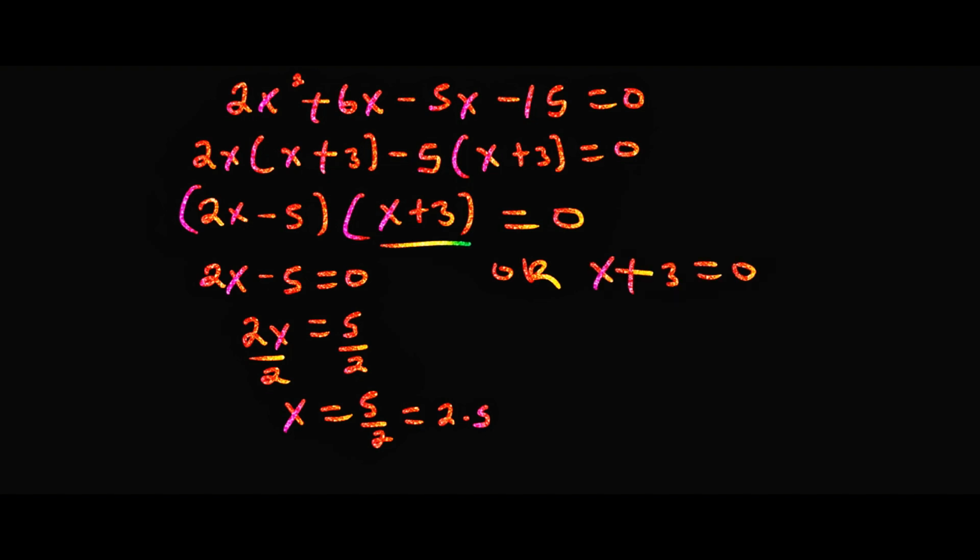Or we could take the second portion to be the one that is 0. So we have x plus 3 is equal to 0. If that is the case, then x will be negative 3. So we have the two values of x: x is 2.5 or x is negative 3.